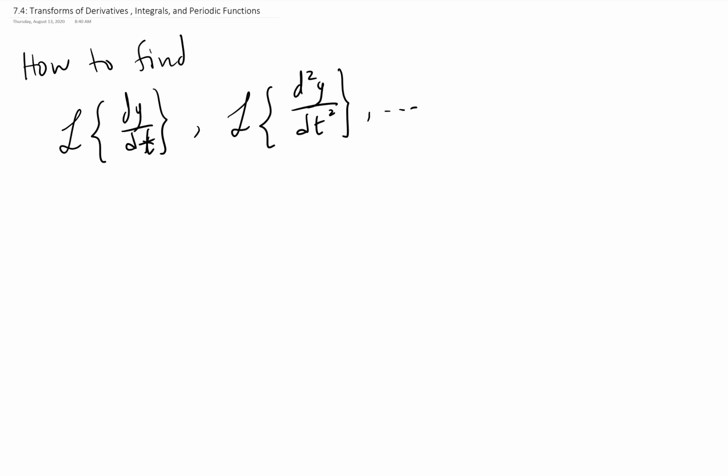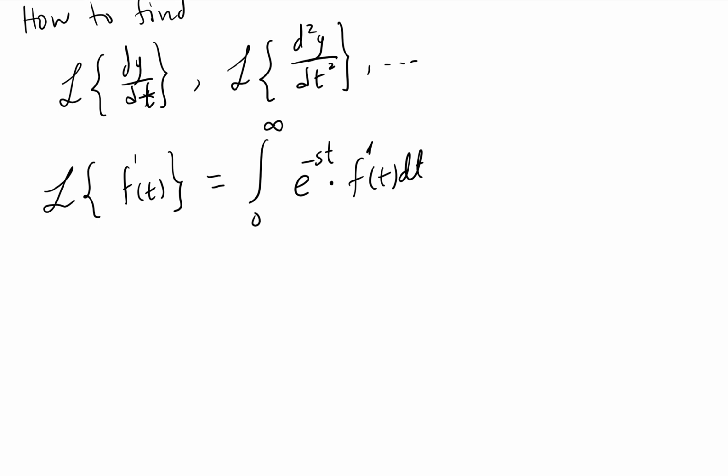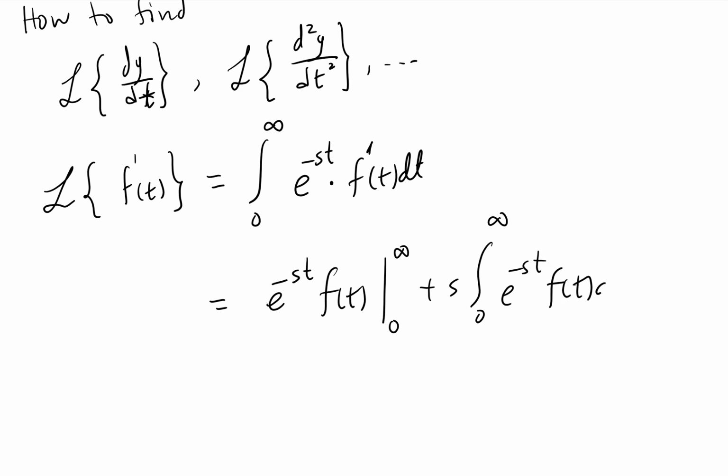Well, let's see how to do this. We can use the definition. So dy/dt can be written as f prime of t. The definition of Laplace: the integral from 0 to infinity of e^(-st) times usually f of t here, but we're doing Laplace for f prime of t dt. Then we can use integration by parts, which I'm not going to go into step by step in detail. But using integration by parts, it gives us negative e^(-st) f of t. Of course, I'm going to just use 0 to infinity. Usually it should be a limit, but you know what this means.